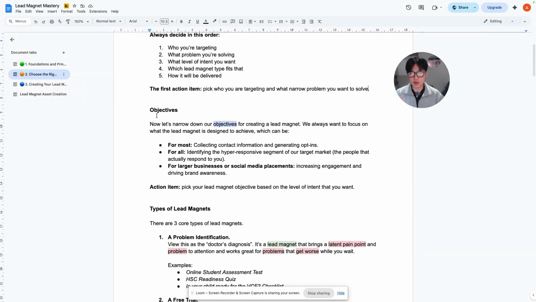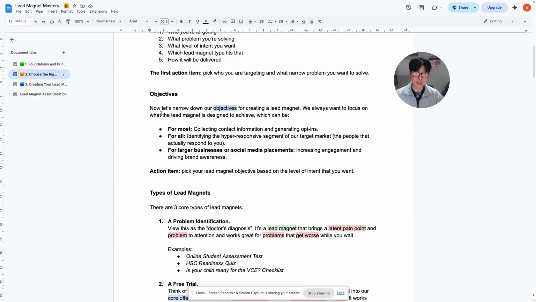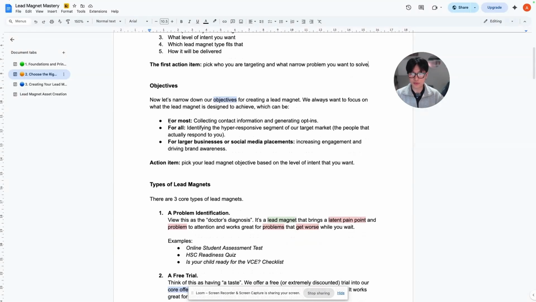So let's now narrow down our objectives for creating a lead magnet. What do we actually want to focus on? What is the lead magnet designed to achieve? Now, this can be one of 3 things, or it could be multiple as well, but for most, you want to be collecting the contact information and generating opt-ins.